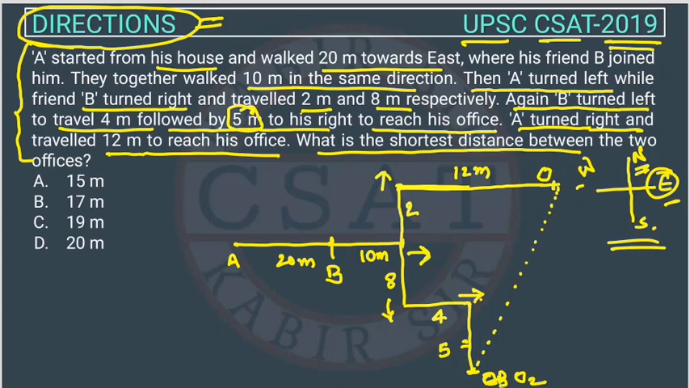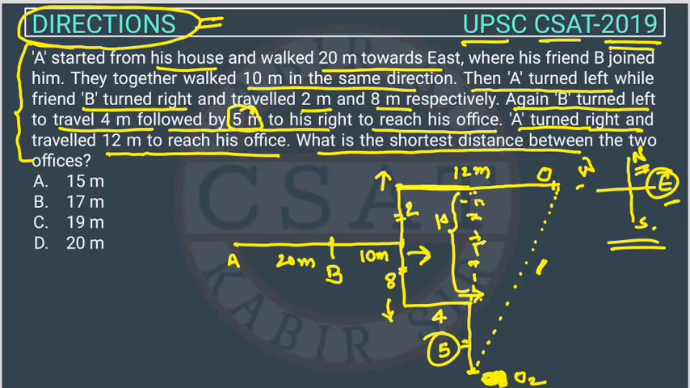So we have to find this dotted distance between O1 and O2, right? Because we have to use the Pythagoras theorem. So now tell me what is this distance. This distance will be equal to this distance, right? So this will be 2 and this will be 8. So the total will be 10. So this total distance will be 10 and this is 5. This is 5. So the total is 15.